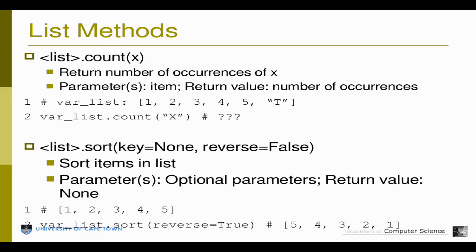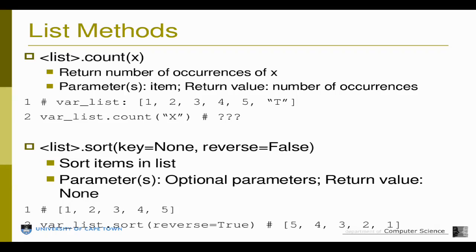Okay. What count does, this ties into his question slightly, is it counts the number of occurrences of a particular item in the list. Well, what do you suppose count returns here? He said it, right? Because there's no uppercase x in the values there. Zero, right? Is this making sense?